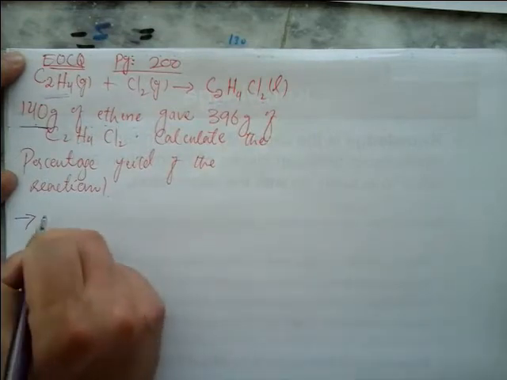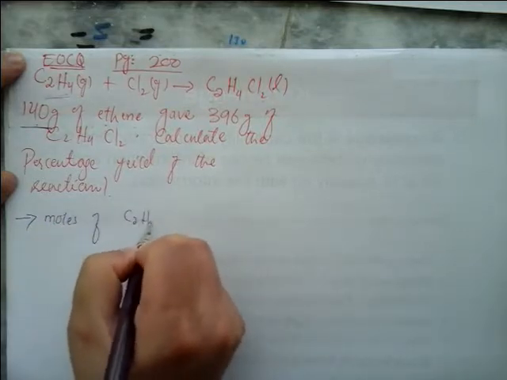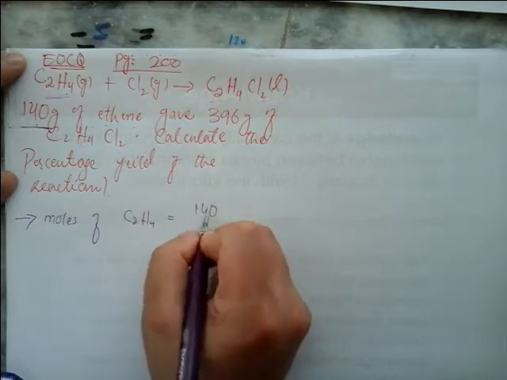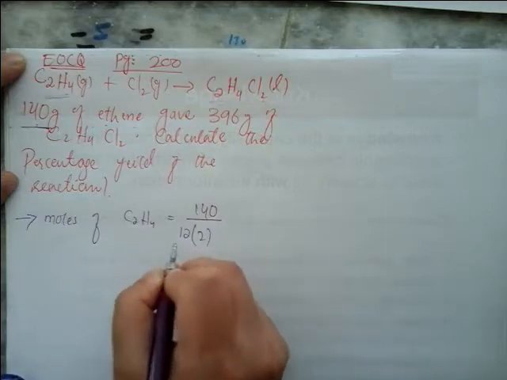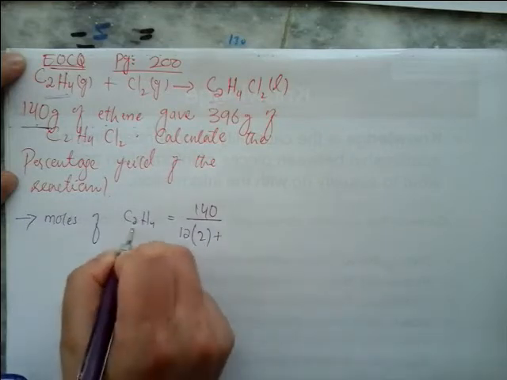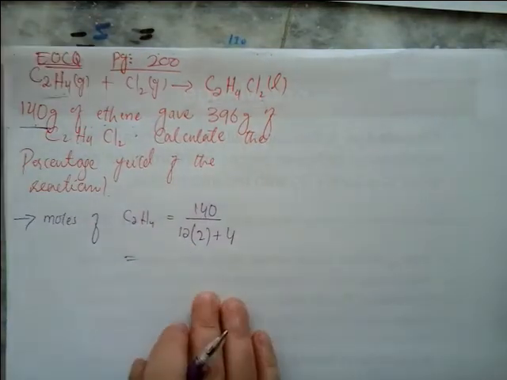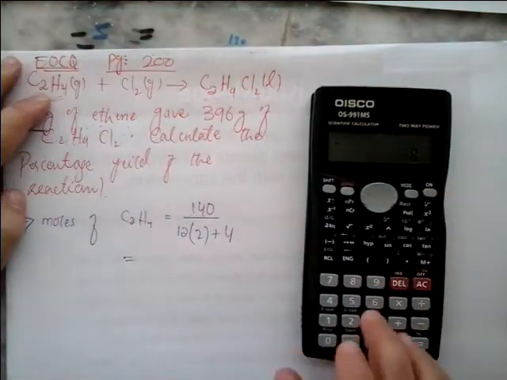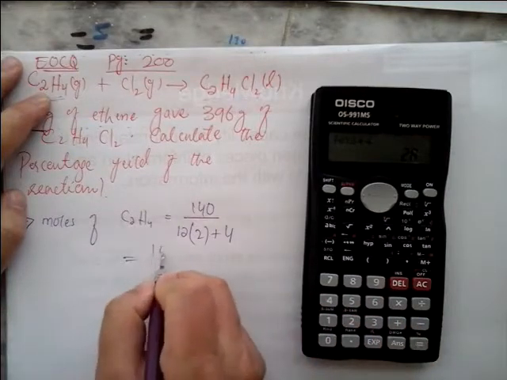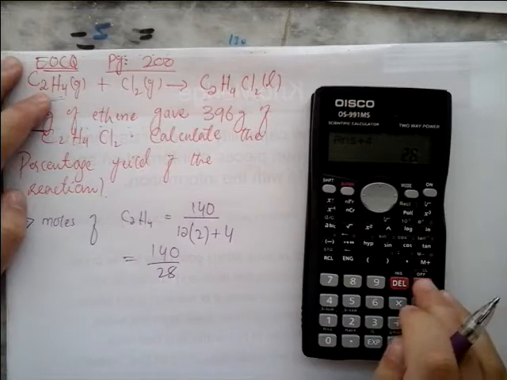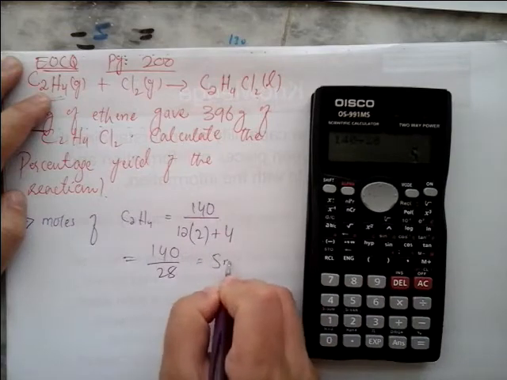So in the first step we have to find the moles of ethene, that is equal to the weight of the ethene over its molar mass. Molar mass: mass of carbon is 12, plus 2 multiplied by 2 atoms of carbon, and here 4 hydrogens. Mass of hydrogen is 1. So 140 over 12 multiplied by 2 plus 4, which is 28. So 140 divided by 28 is equal to 5 moles.